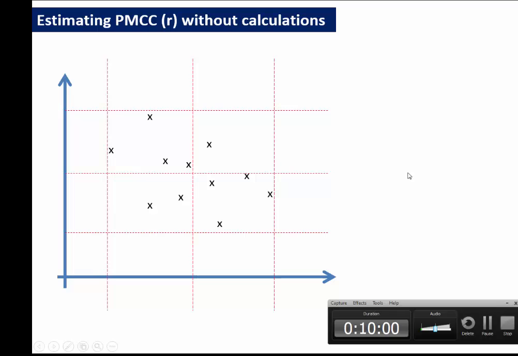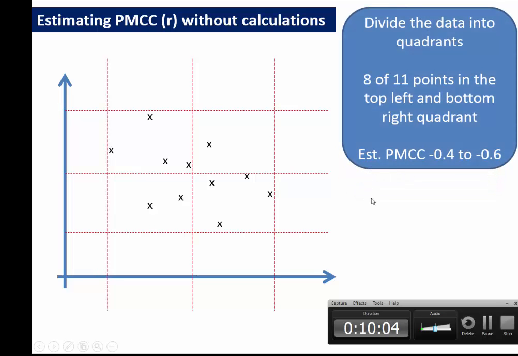And within that, we can see the majority of the data is in the top left or the bottom right. In fact, 8 of the points are in the top left or bottom right, which tells us it's a negative correlation. And we can say the estimated value, because 8 of 11, is minus 0.4 to minus 0.6. So if we were interpreting this, we would say there'd be a moderate negative correlation.